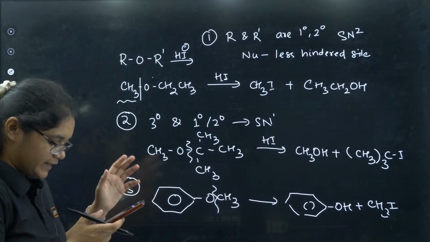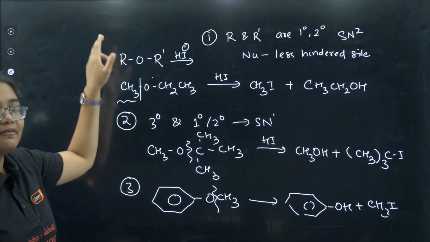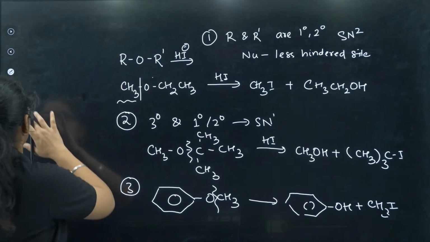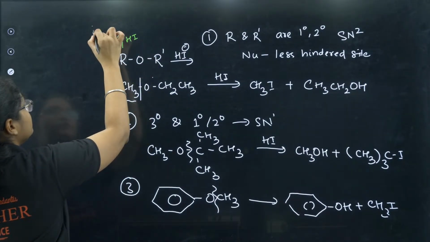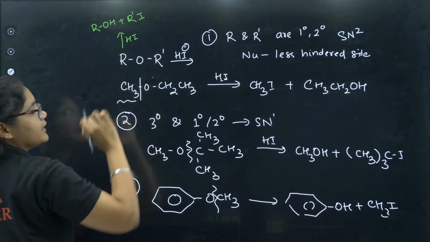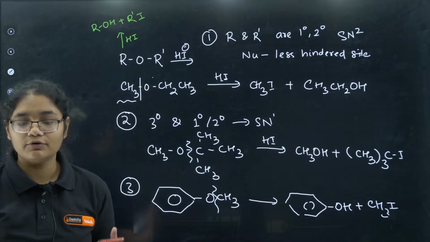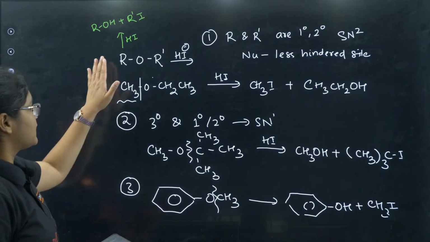Yes. Once again, listen, those who are having doubt, please listen, this is very important. Whenever I have ROR and you are treating it with HI, see first what happens. If you are treating it with HI, you will get one alcohol and one iodoalkane. But which group will give you alcohol and which will give the iodoalkane, how to decide? You have to check both the groups.